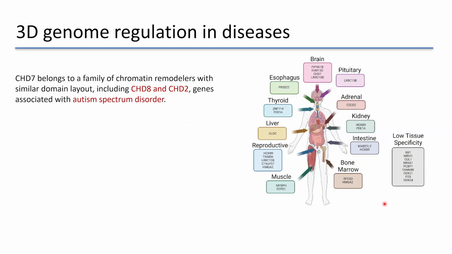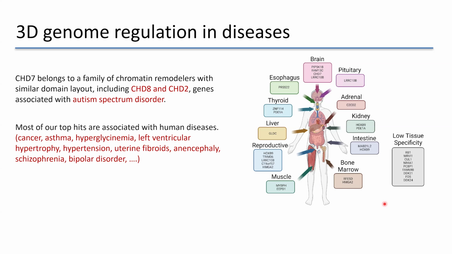It's important to note that CHD7 belongs to the family of chromatin remodelers with similar domain layout, including CHD8 and CHD2. These are genes associated with autism spectrum disorder. Overall, most of our top hits are associated with human diseases. So we think our results really open up many new avenues to study 3D genome regulation in diseases.